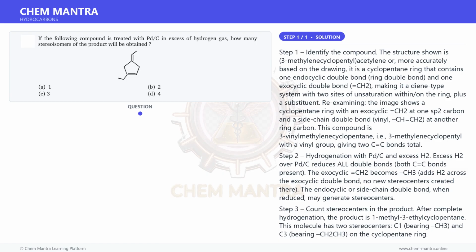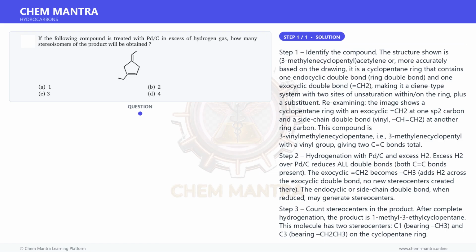Step 5. Why not 4? Perfect syn selectivity on a cyclopentene type system with a pre-existing stereocenter gives 1 pair of enantiomers from the ring reduction, but combined with the other stereocenter the total distinct stereoisomers observed is 3, 2 cis enantiomers plus 1 trans, or similar combination where one relationship is fixed by syn addition.